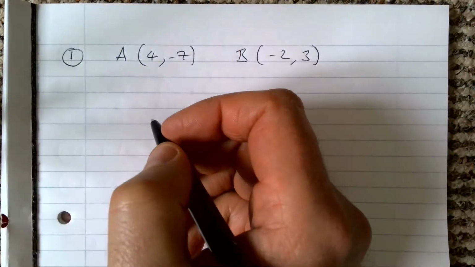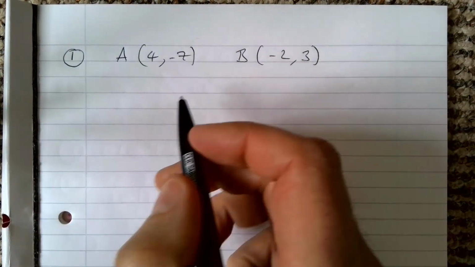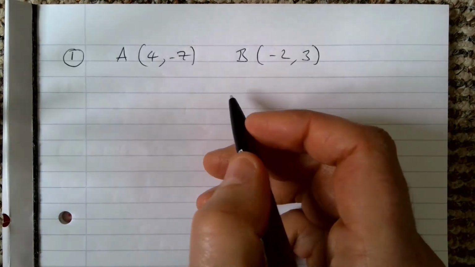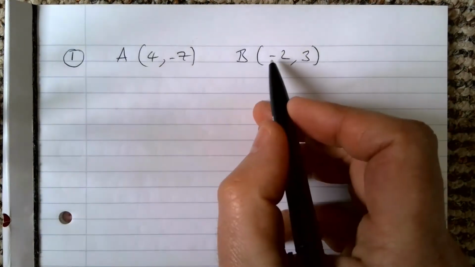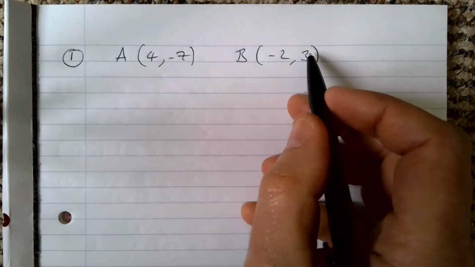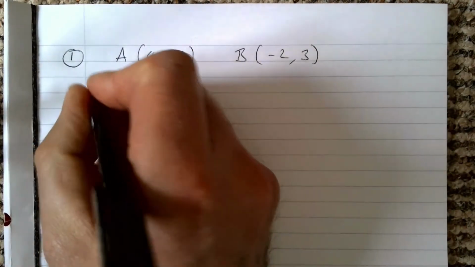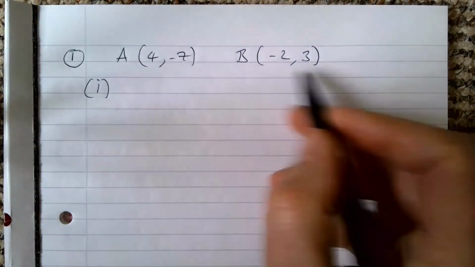Okay, this is a past paper question on coordinate geometry. It's number 1 on the worksheet. It says that A and B are the points (4, -7) and (-2, 3). Part 1 is very straightforward. It says find the midpoint of those.